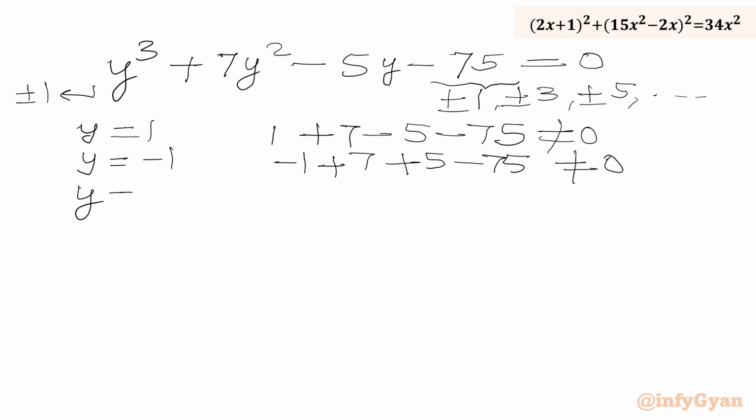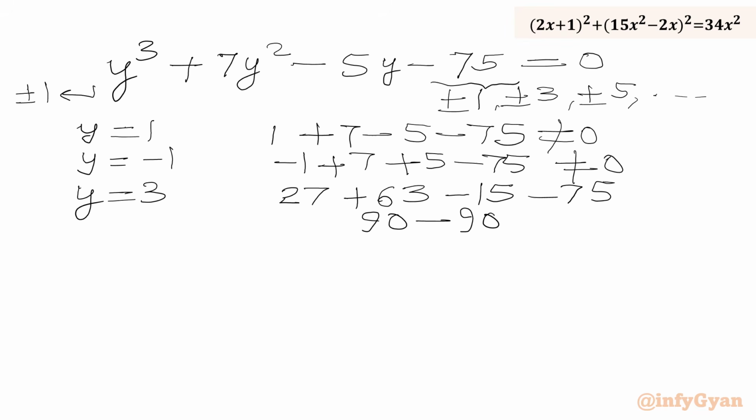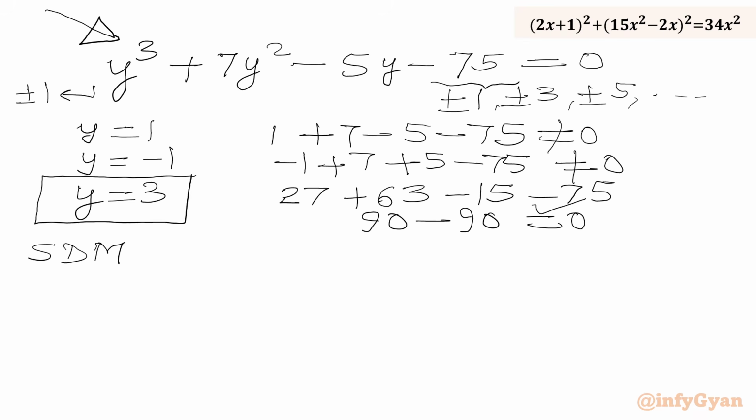Now we can check our equation at y equal to 3. 3³ is 27, plus 7 times 9 is 63, minus 5 times 3 is 15, minus 75. So yes, 90 minus 90 is equal to 0. We'll say y equal to 3 is our base solution to this cubic equation. Now we'll be using SDM, the synthetic division method. Here we will be writing all the coefficients of the cubic equation this time. The coefficient of y³ is 1.